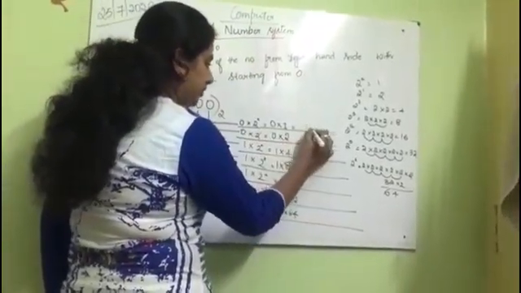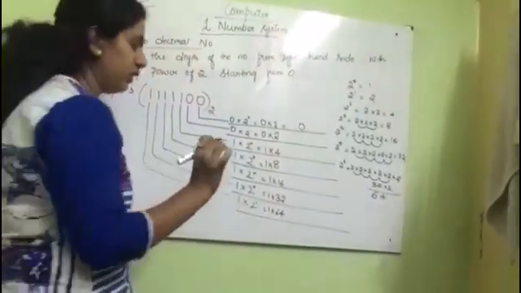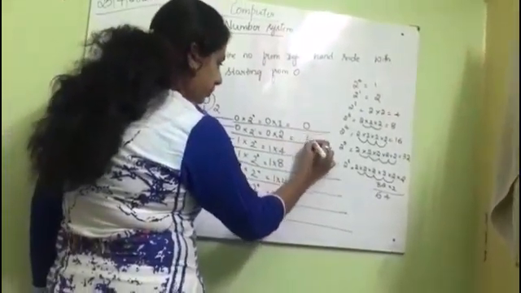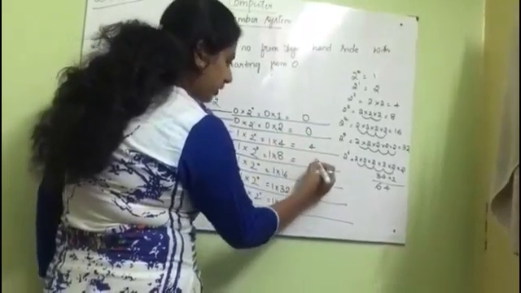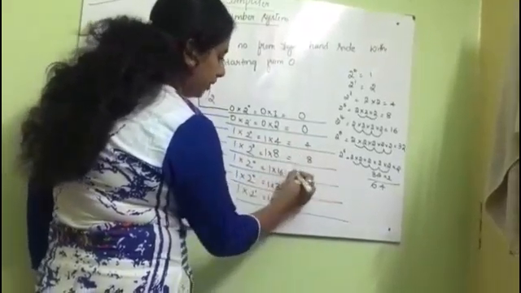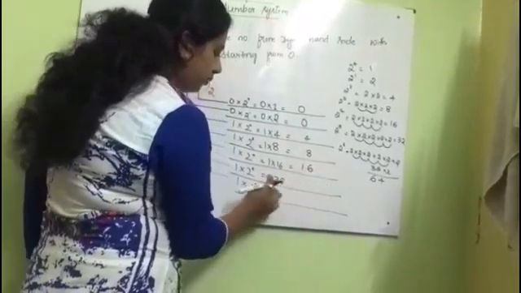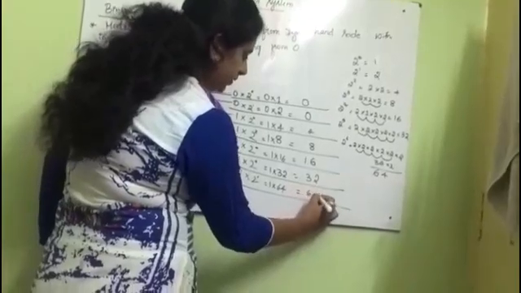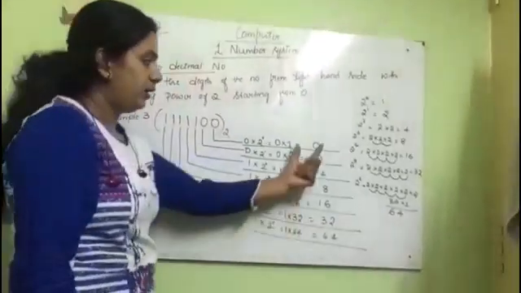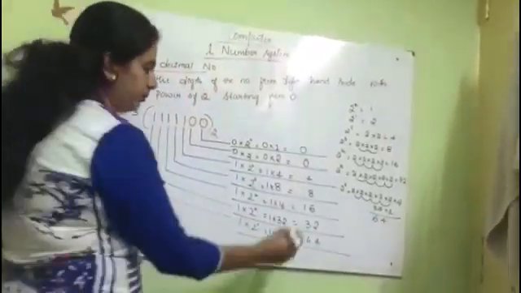0 into 1, 0. Anything multiplied with 0 will be 0. Next 0 into 2, again 0. 1 into 4, 4. 1 into 8, 8. 1 into 16, 1 into 32, it's 32. 1 into 64, it is 64. Now add all the final values.